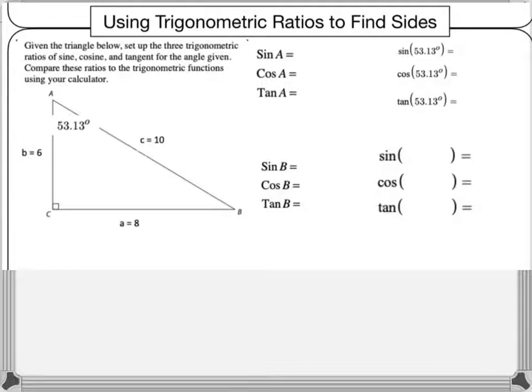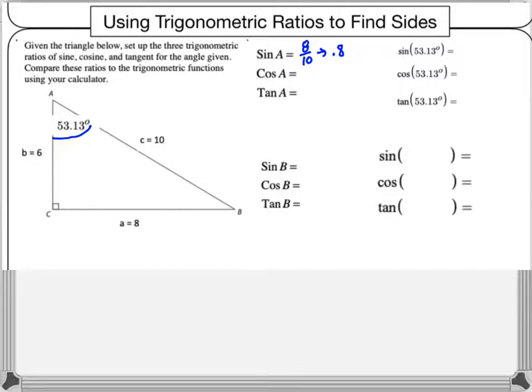Let's compare some values and knock these things out, and then we'll be able to talk about it once we get some game on tape here. Okay. So if I'm looking at just the sine of A, I'm not going to worry about the 53.13 degrees right now. I'm just going to take a look at the ratio. So I would have the opposite, which is 8 over 10, which gives me 0.8 as far as that ratio goes. So I'm just going to put it as a decimal.